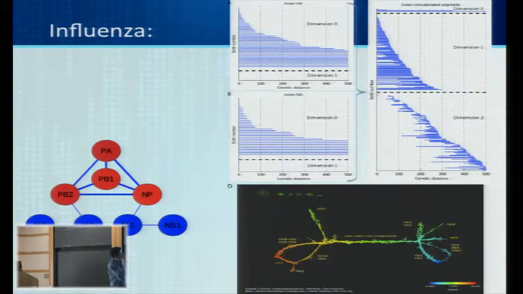Then what you can do is the following. You can take one segment, hemagglutinin, and everything is zero-dimensional, so there are no loops in the evolution of one segment. You just take another segment, the neuraminidase, and there are no loops. You take the different segments, and there are no loops.